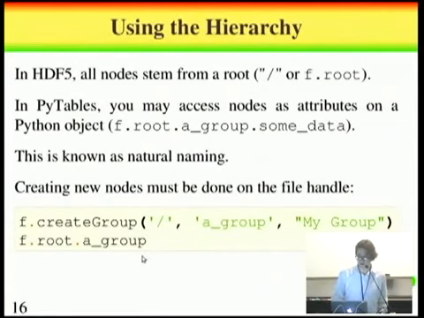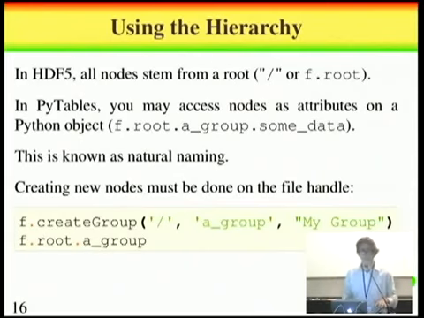Here you pass it the location where you want that new group to be made, the name of that new group, and then some metadata known as a title, which is more like a doc string than anything else. And then once you do that, you can access this through f.root.agroup. So let's go ahead and try this at the command line.